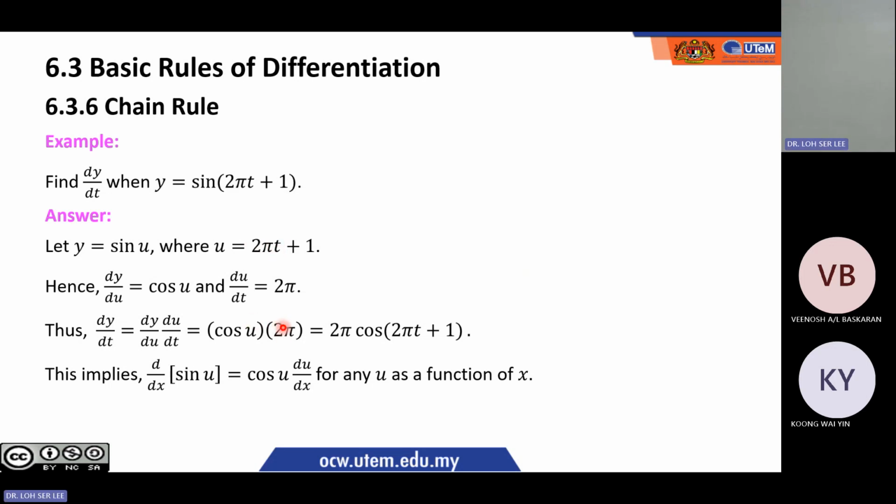So this one times this, but we have to change the u back into t. So substitute back into this u to get this. Your answer should be in terms of t. This is in terms of t. The process is all the same.